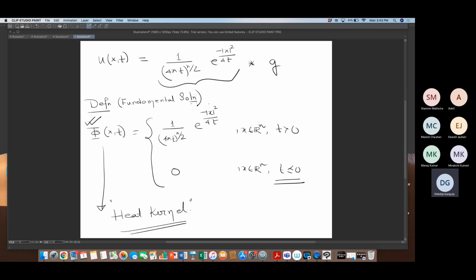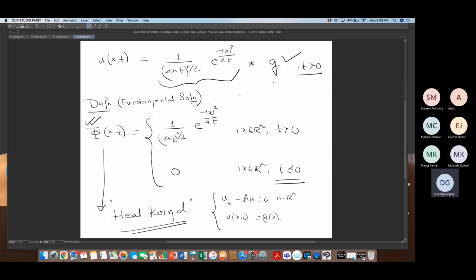So it solves the equation. Suppose you are given u_t minus Laplacian of u equal to 0 in R^n, and u(x,0) equal to g(x) is given. Then the solution is given by 1 by (4 pi t) to the power n by 2 e to the power minus mod x square by 4t, convolved with g, right? And this is for t positive, and it is 0 otherwise.